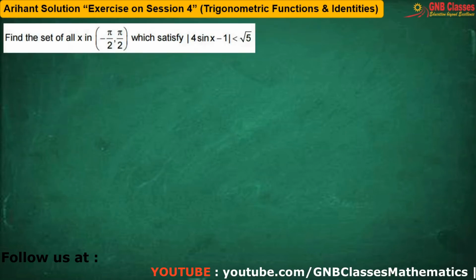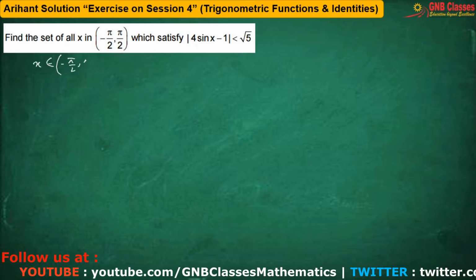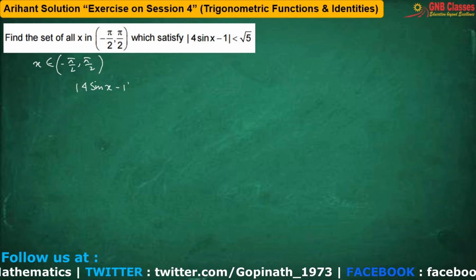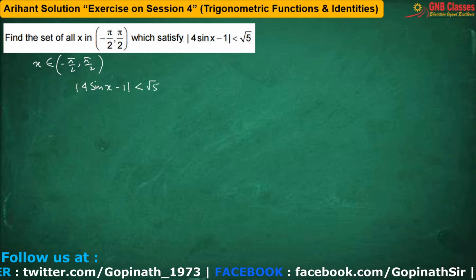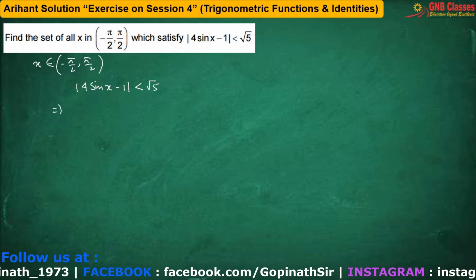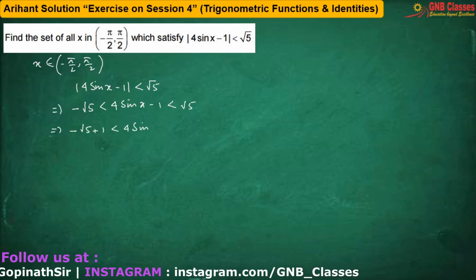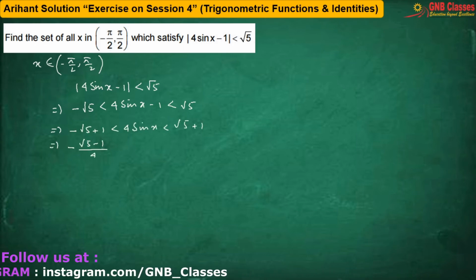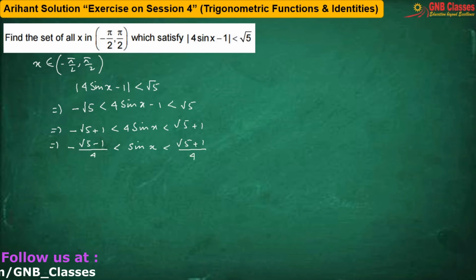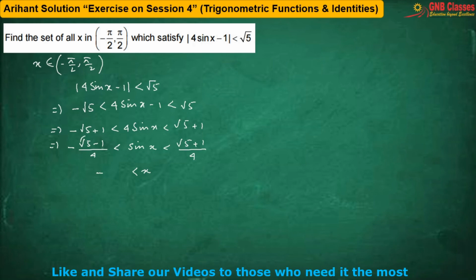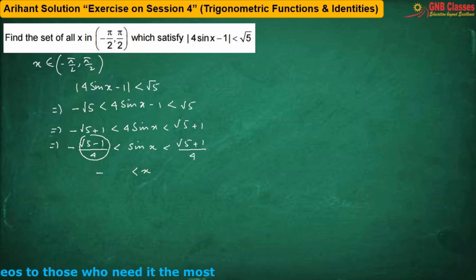Here they have said that x is in the region minus pi by 2 to pi by 2 and mod of 4 sin x minus 1 is less than root 5. This implies, so from here we are getting, so your x will be greater than minus... root 5 minus 1 by 4 is basically the value of sin 18 degree. So it will be pi by 10.